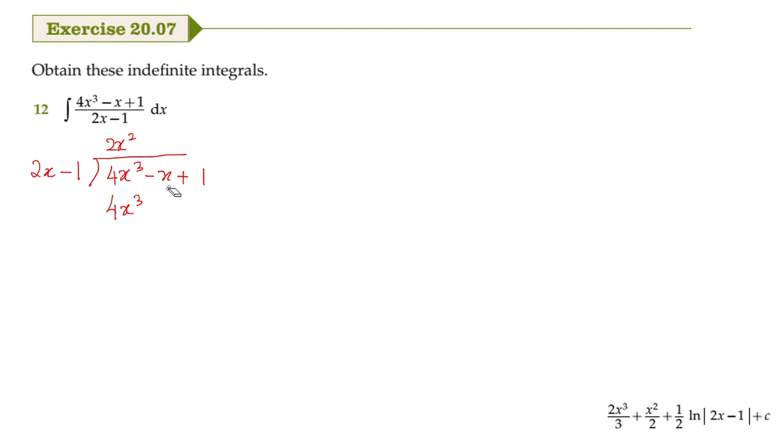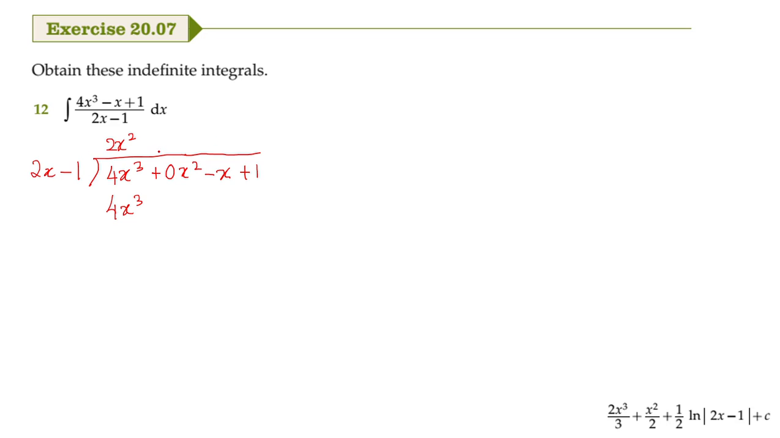Kenapa mistake? Because we have to put the missing term, okay, which is you add 0x squared and then copy semula plus 1. Kenapa kena letak missing term? Because later you will bring down the element, right? Okay, so sebab itulah kena ada missing term. You put as a multiplication of 0 to your missing term.